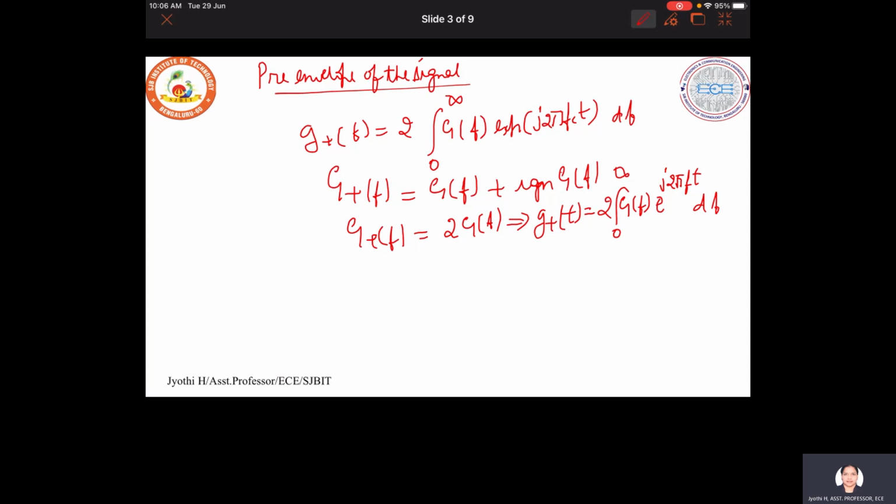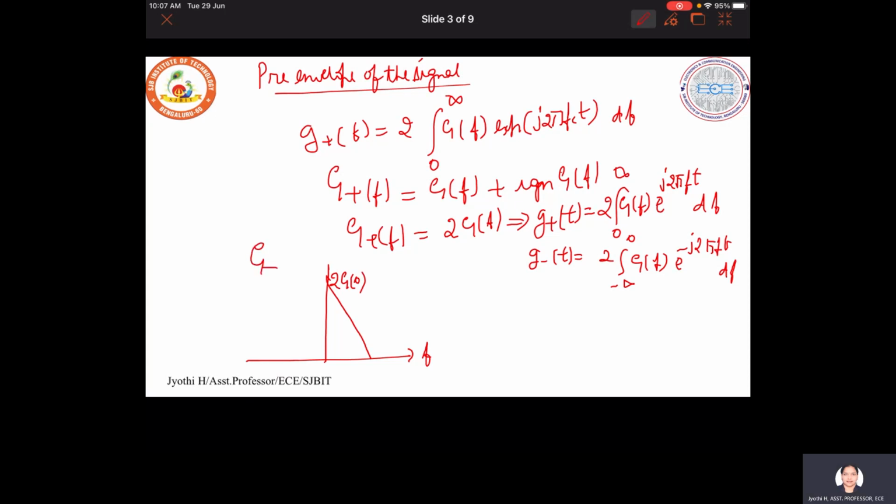Now we are supposed to write the frequency spectrum for the positive as well as the negative frequencies. We can also write the negative frequency part as G minus of t is equal to 2 times the integral from minus infinity to 0 of G of f e to the power of minus j 2 pi f t into df. This is for negative frequency. Let me draw the spectrum here. This is how it looks for positive frequency, with magnitude 2 times G of 0. This is considered the positive frequency G plus of F.